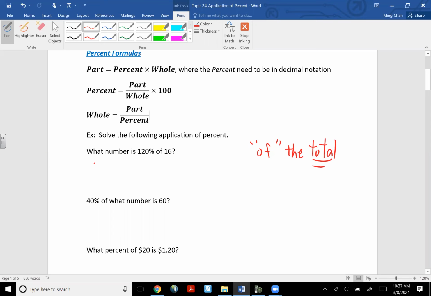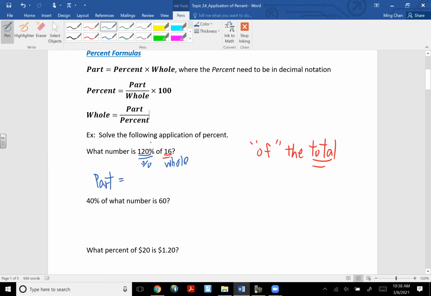So what that means is, what number is 120% of the total. That means the 16 is the whole. The total is 16. So you see, we need to identify which number represents part, percent, or whole. Then we will know which one we are looking for. If the whole is 16 and the 120% is the percent, then the only thing missing is the part. So in this problem, we're looking for the part.